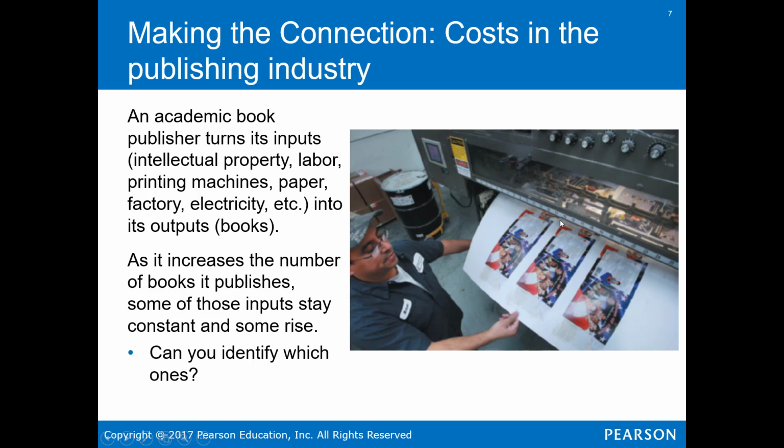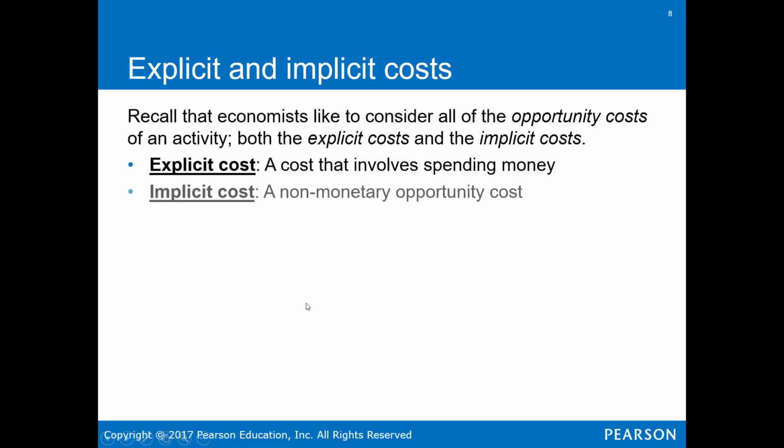So an academic book publisher turns its inputs, intellectual property, labor, printing machines, paper, factory, electricity, etc., into outputs, books. As it increases the number of books it publishes, some of those inputs stay constant and some rises. Some are variable and some are fixed, right? The machine is probably fixed. Maybe labor hours are variable, right? Electricity in manufacturing is usually variable.